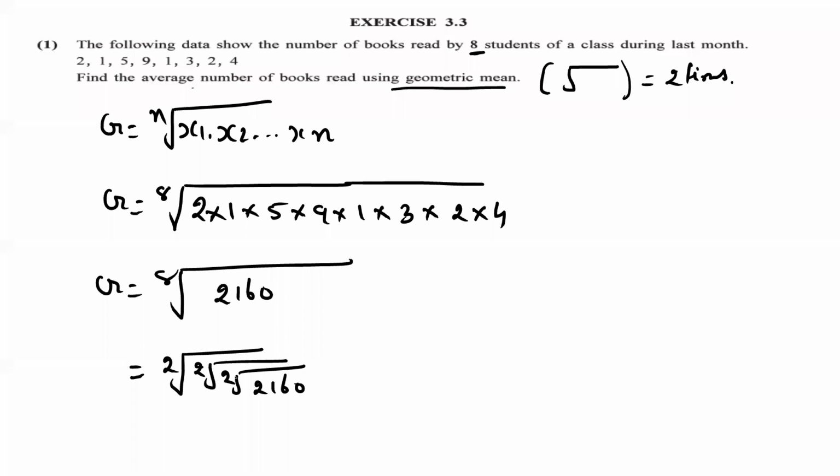So what is the answer? 2.61. Yes, that is our answer. Geometric mean comes to 2.61. 8 means how many times? 3 times. Any doubt? No, sir. Now, friends, we are moving towards the second question.